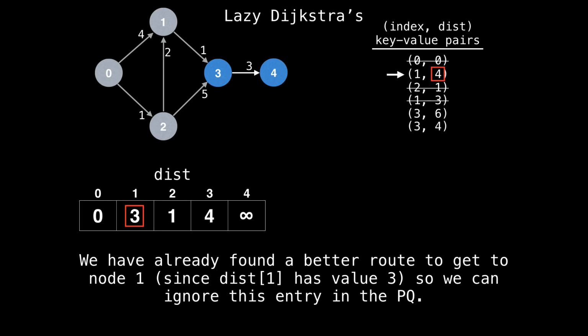The next most promising node is node 1 with value 4, but we have already found a better route to get to node 1, since the dist array at index 1 has a value of 3. Therefore, we can ignore this entry in the priority queue. Having these duplicate key entries in the priority queue is what constitutes making this implementation of Dijkstra the lazy implementation, because we lazily delete outdated key value pairs.